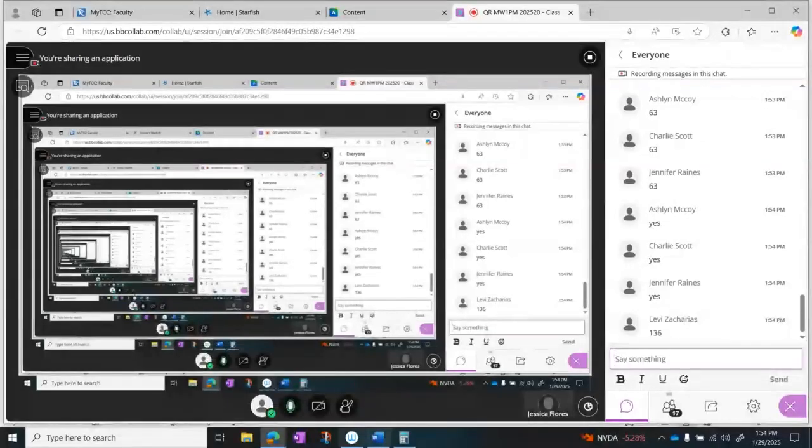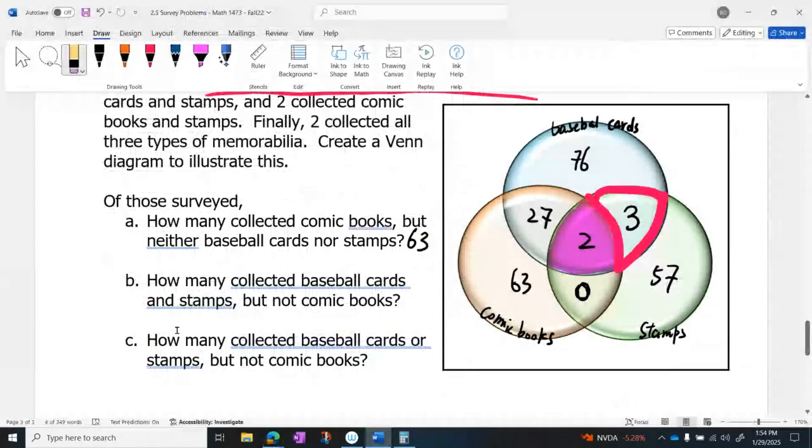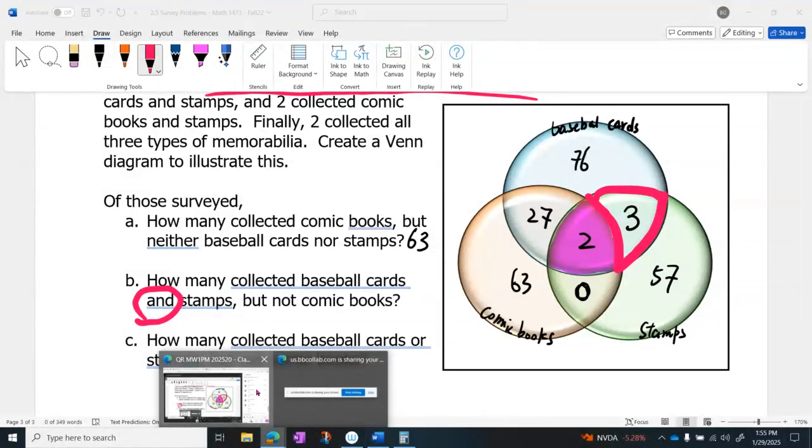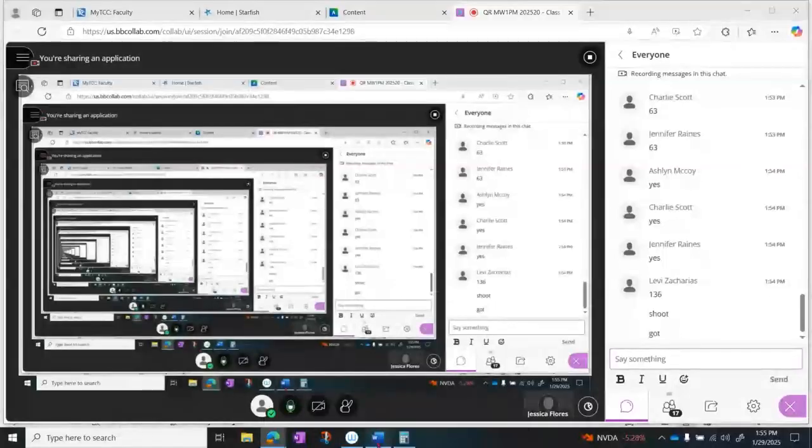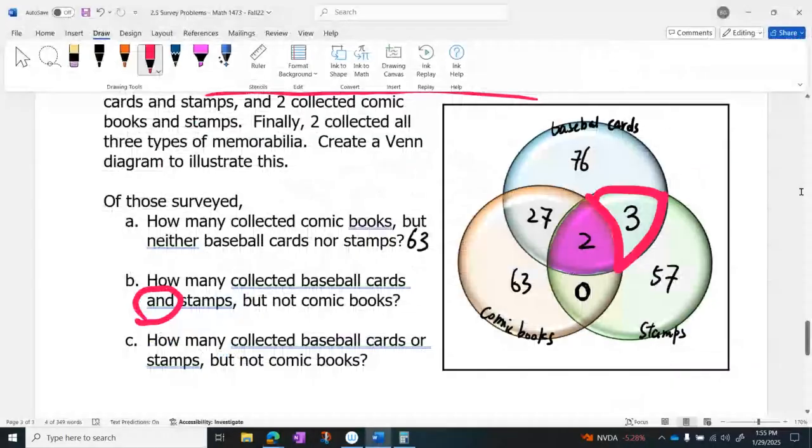It's not or, Lexi. So let's look at it again. It says how many collected baseball cards and, yeah, sometimes it is a little confusing. Baseball cards and, not or. It says and. Look at the region I highlighted, the petal here. That region represents baseball cards and stamps, but not comic books. Okay, perfect. So we should have 3 collectors.